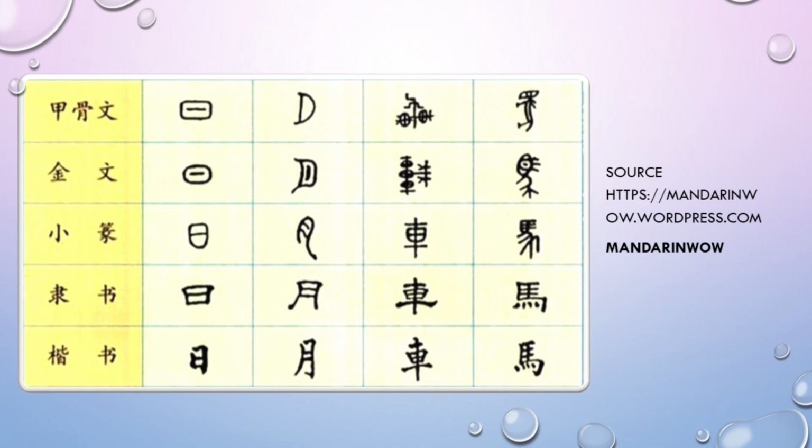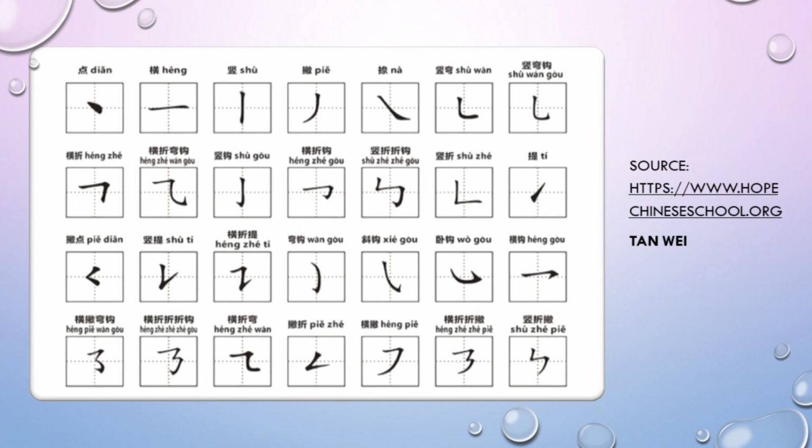Let's move on to some basic Chinese strokes. Understanding these strokes is essential for writing Chinese characters. Here are the fundamental ones. First, we have 点 (diǎn), which is a dot. There are several types of dots.